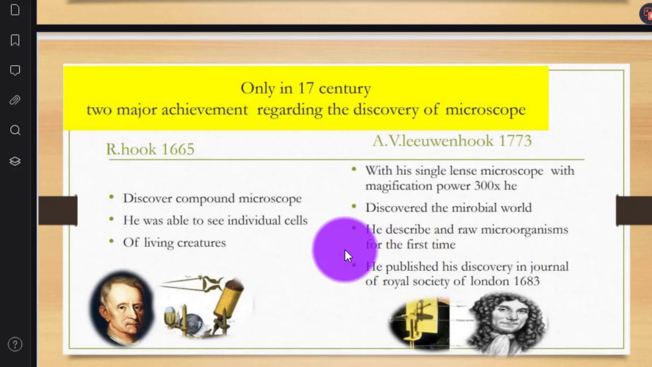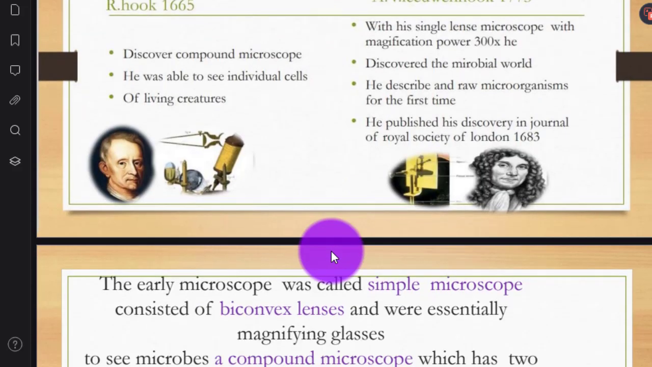Hooke in 1665 discovered the compound microscope. He was able to see individual cells of a living creature. Leeuwenhoek in 1673 with his single lens microscope with magnification power 300x discovered the microbial world. He described the microorganisms for the first time. He published his discovery in the Journal of the Royal Society of London in 1683.